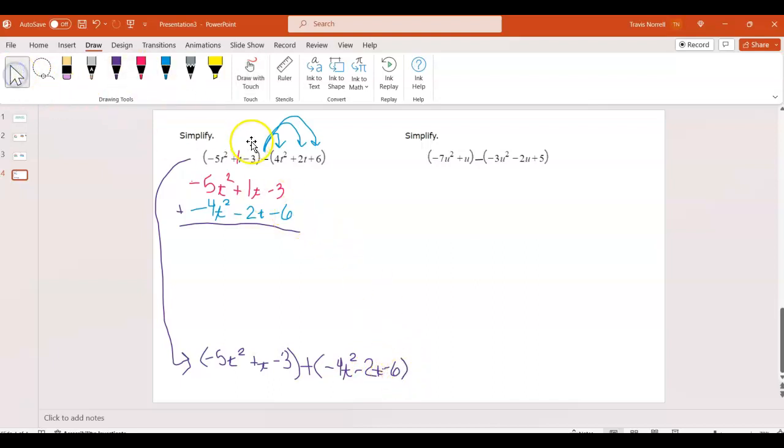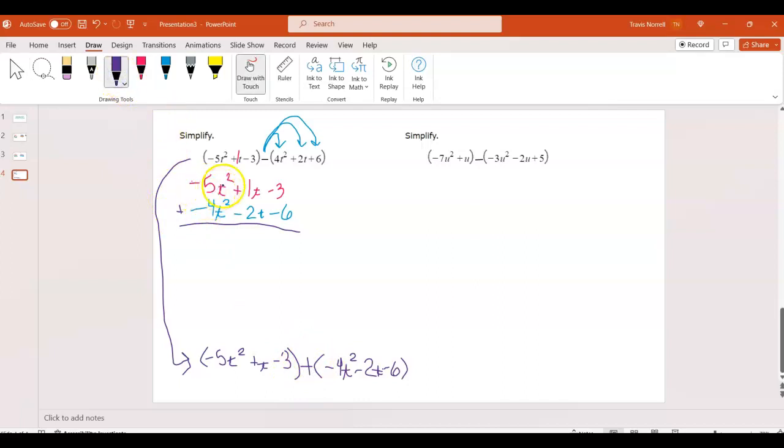So once you distribute this minus sign to everything on the inside of the parentheses, you no longer have to keep the minus sign outside the parentheses. Now you've got an addition sign. Minus this polynomial is the same thing as adding the opposite of that polynomial. So you distribute the minus sign to everything inside the parentheses, and now you can add the two polynomials together.